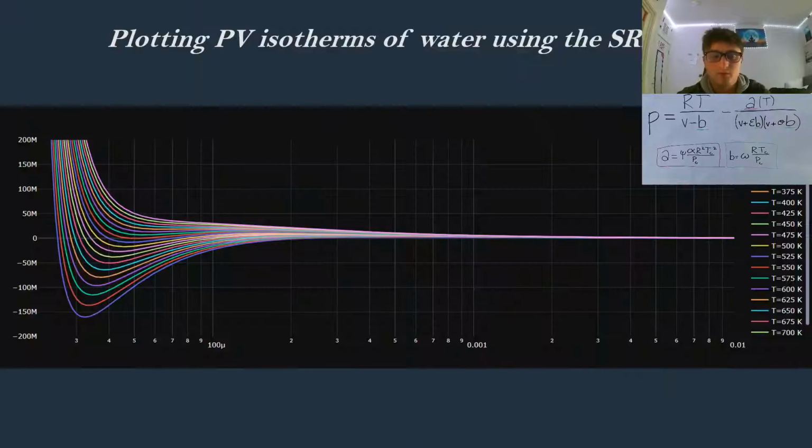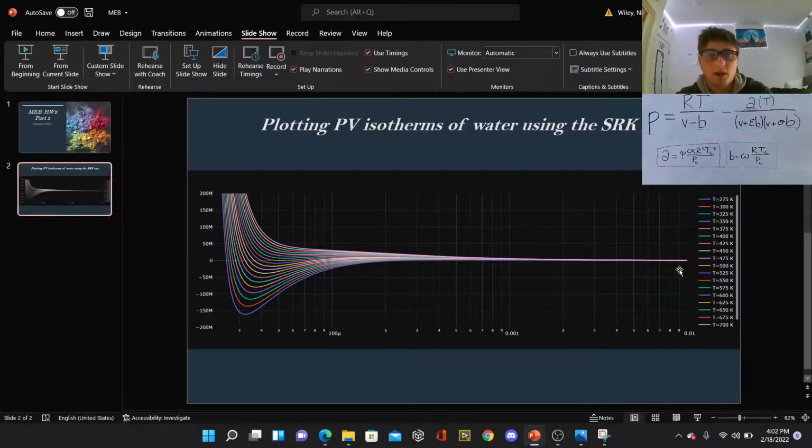What we're going to be doing is plotting pressure, specific volume isotherms of water using the SRK cubic equation of state. And this is our end goal right here. This beautiful looking plot with all of the labeled isotherms. And I'm going to talk us through how we got there.